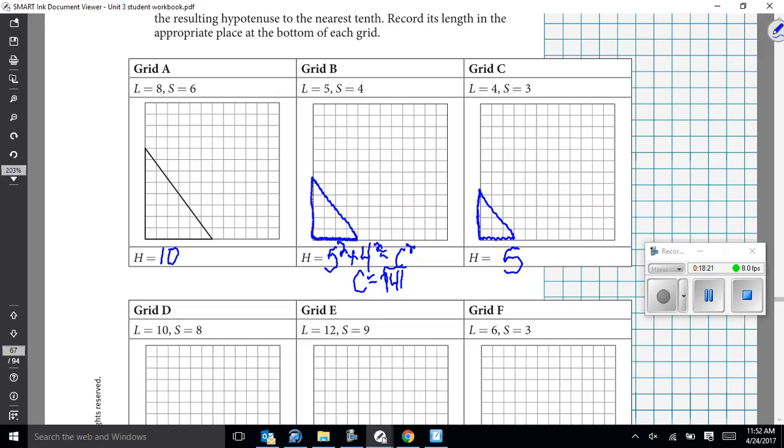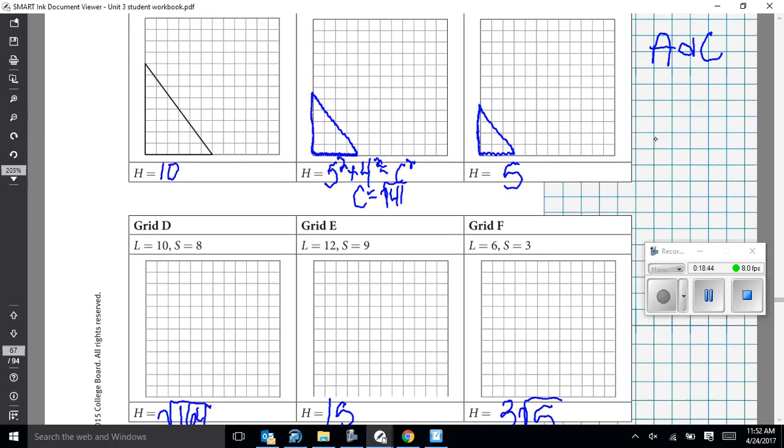So looking at these, are these two similar triangles? Yes. So A and C are similar. And what's our scale factor? If we look from C to A, what would we multiply by? 2. And then from A to C, 0.5.